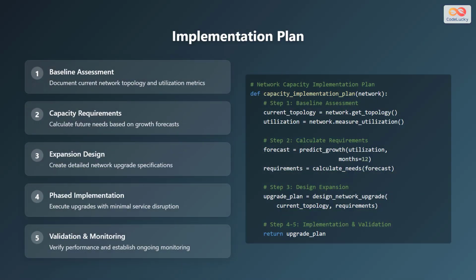A well-structured implementation plan is crucial for successful network capacity upgrades. The steps are as follows. 1. Conduct a baseline assessment to document the current network topology and utilization metrics. 2. Define the capacity requirements by calculating future needs based on growth forecasts. 3. Create an expansion design with detailed network upgrade specifications. 4. Implement phased upgrades to minimize service disruptions. And 5. Perform validation and monitoring to verify performance and establish ongoing monitoring.